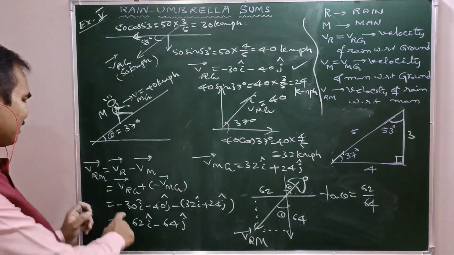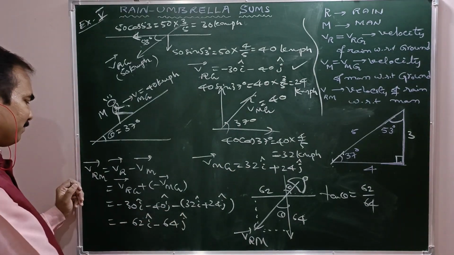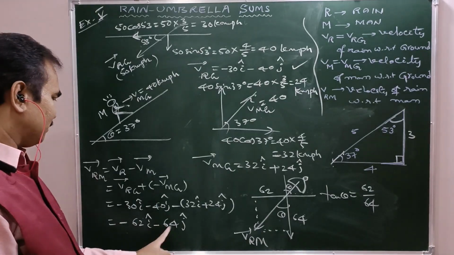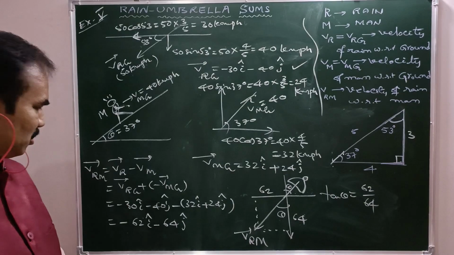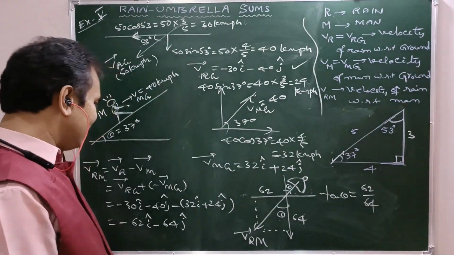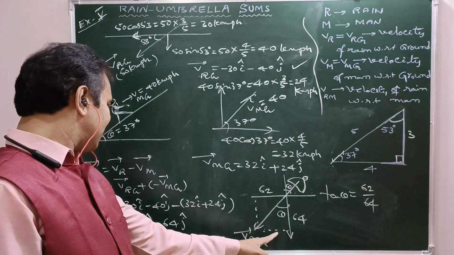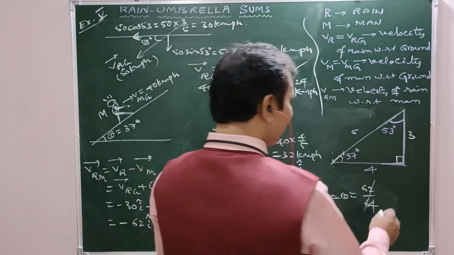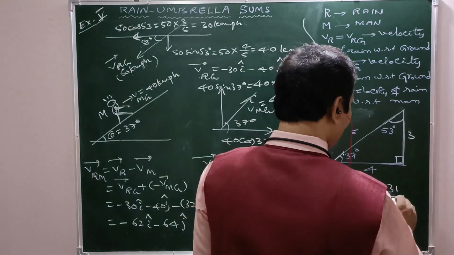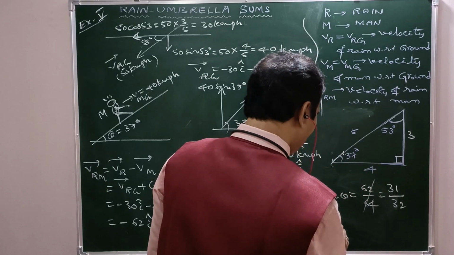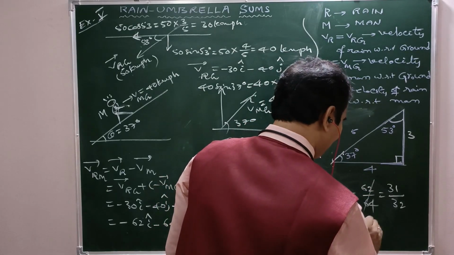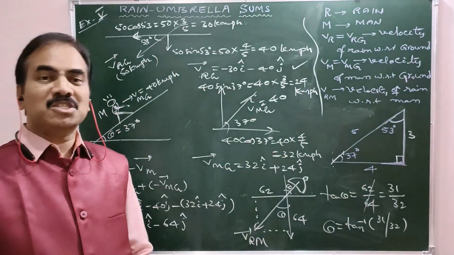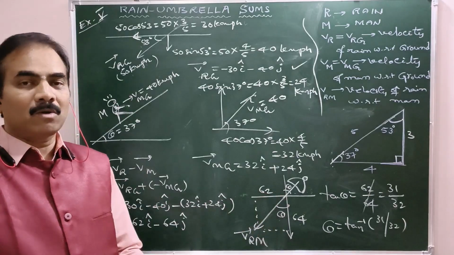Once again see here, minus 30i minus 32, minus 62i minus 64j, minus 64j. Right? Minus 64j line. So that is tan theta, opposite side by adjacent, that is 62 by 64. 62 by 64 is 31 by 32. So theta equal to tan inverse of 31 by 32. So this is the direction in which you must hold his umbrella if you want to keep the rain away.